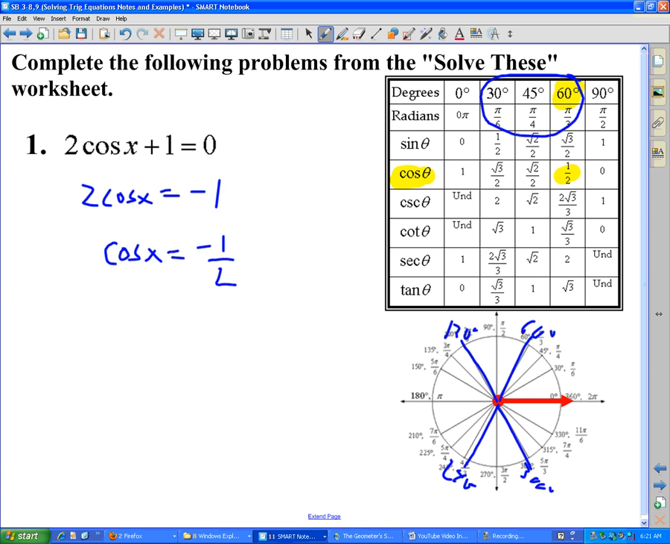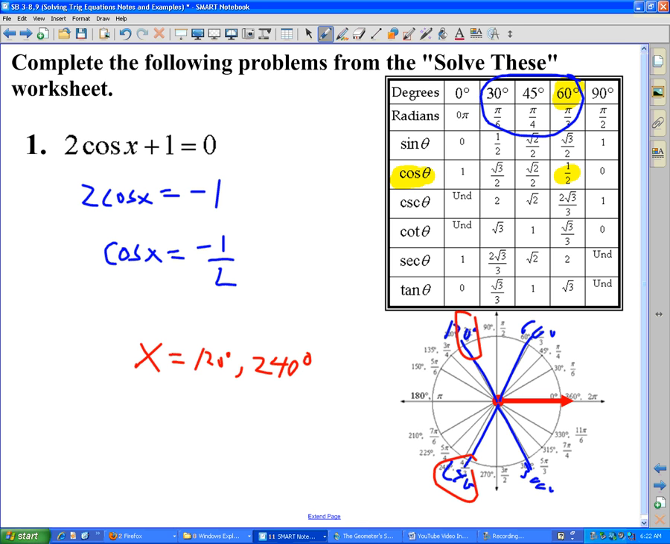Where is cosine negative? Well, cosine is based on x. X is negative in quadrants 2 and 3, to the left of the y-axis. And so our answer here is x is equal to 120 degrees, comma, 240 degrees. Those are my 2 answers.